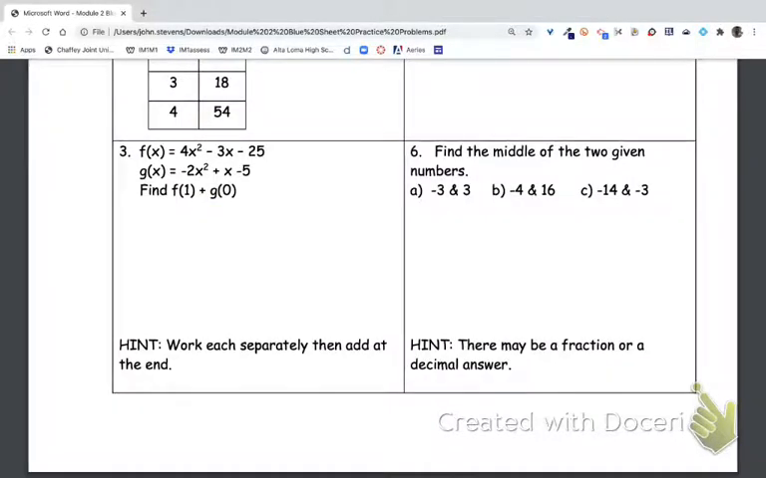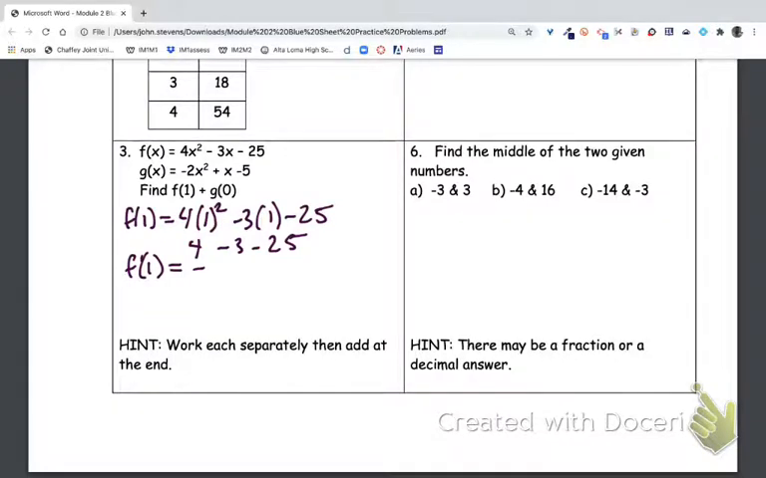Number 3 can be super tricky. So the big hint down here at the bottom, work separately, then add them up at the end. So that's exactly what I'm going to do. First, I need to find f of 1. So f of 1 means that anywhere I see an x in the f function, I'm going to plug it in and substitute in a 1. So 4 times 1 squared minus 3 times 1 minus 25. Well, 1 squared is 1, 4 times 1 is 4, minus 3 minus 25. So my f of 1, when I simplify this out, should be negative 24.